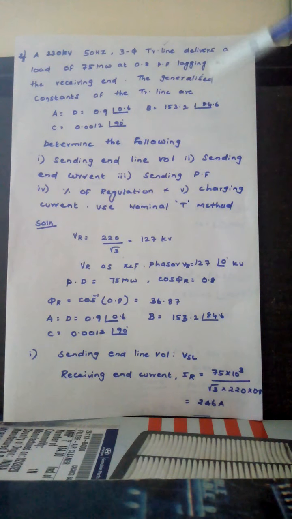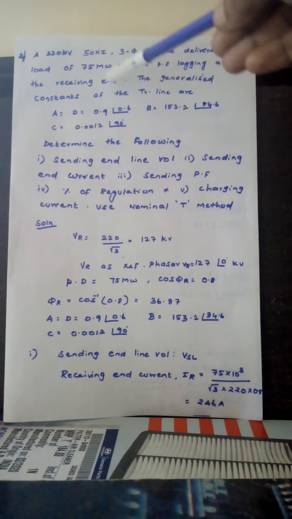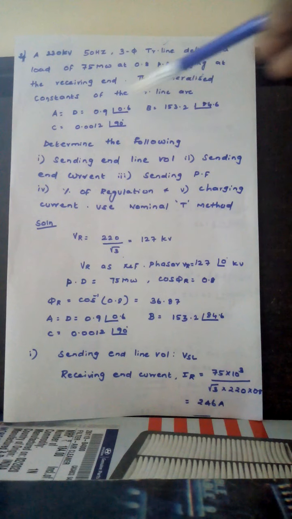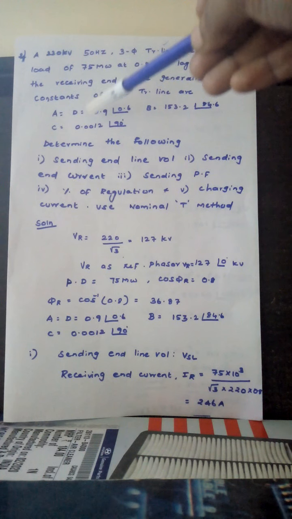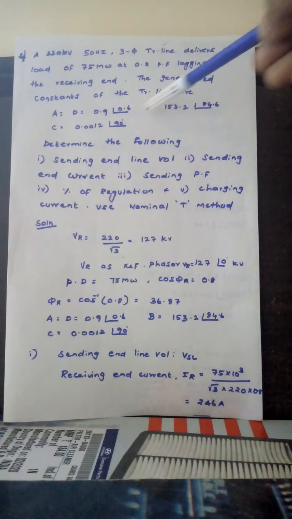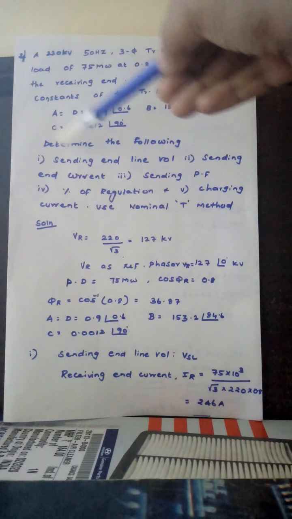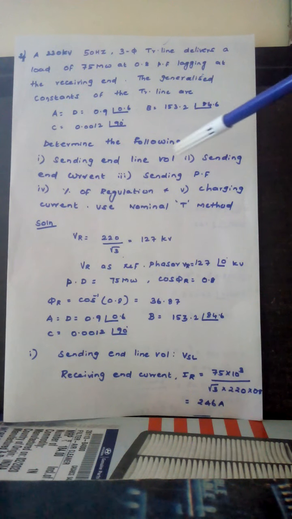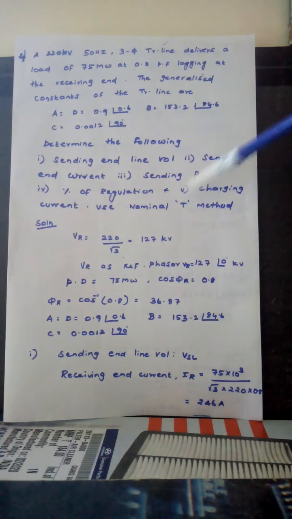So next problem, a 220 kV 50 Hz 3-phase transmission line delivers a load of 75 megawatt at 0.8 power factor lagging at the receiving end. The generalized constants of the transmission line: A equal to D equal to 0.9 at an angle 0.6, B equal to 153.2 at an angle 84.6, and C value 0.012 at an angle 90 degree. Determine the following: sending end line voltage, sending end current, sending end power factor, percentage of regulation and charging current. Use nominal T method.